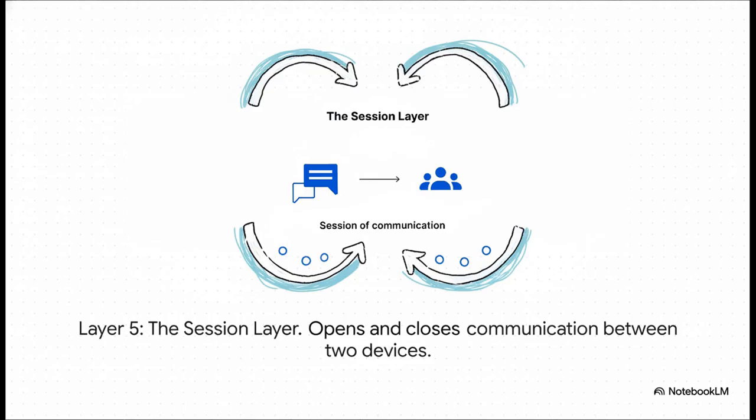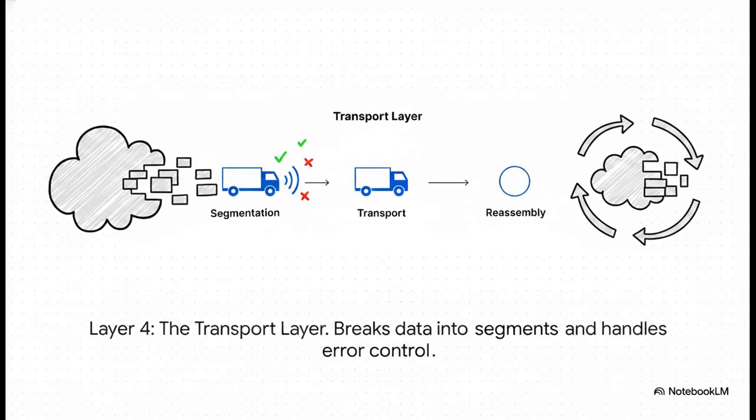Moving down to layer 5, we hit the session layer. I like to call this one the conversation manager. Its job is to open up a communication channel or a session between 2 devices. It keeps that channel open for as long as they need to talk and then closes it down neatly when they're done. It's also super handy for things like large file transfers. It sets up checkpoints, so if the connection drops, you can just pick up where you left off instead of having to start from scratch. Pretty smart, right?